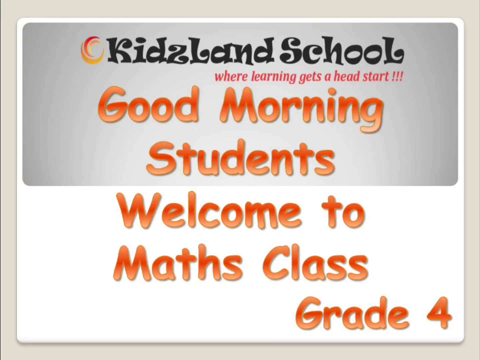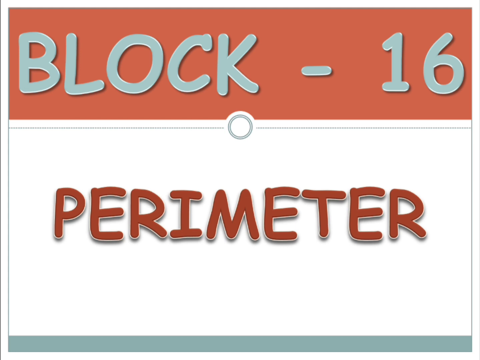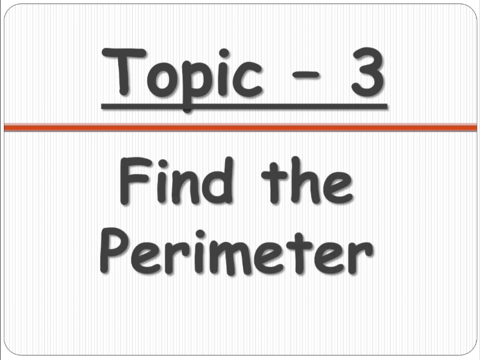So, in maths, we are solving the problems of 16th block, which is perimeter. I hope you understood the concept of perimeter, and I hope you have remembered and learned the formulas for the perimeter of a rectangle and a square. Now, in the third topic, we are going to learn how to find the perimeter of a given shape or rectangle or square. There are only two sums in this topic, children, but they are like word problems.